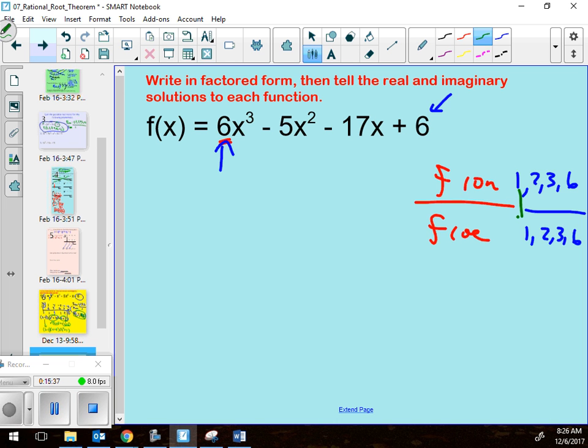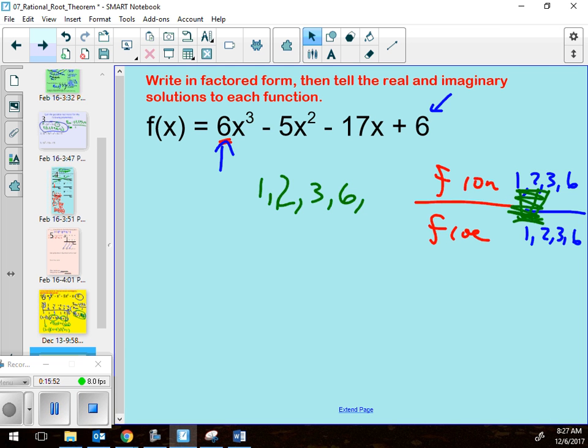So 1 divided by 1 is 1. 2 divided by 1 is 2. 3 divided by 1 is 3. And then I think you get the idea, it's going to be 6. And then you're going to have to take all these and divide them by 2. What's 1 divided by 2? It's 1/2. And 1 divided by 3 is 1/3. And 1 divided by 6 is 1/6.